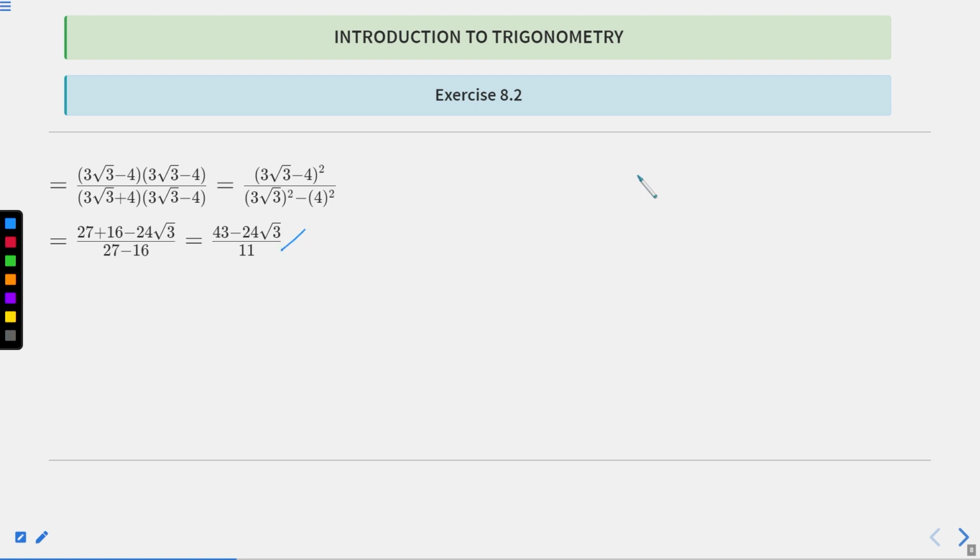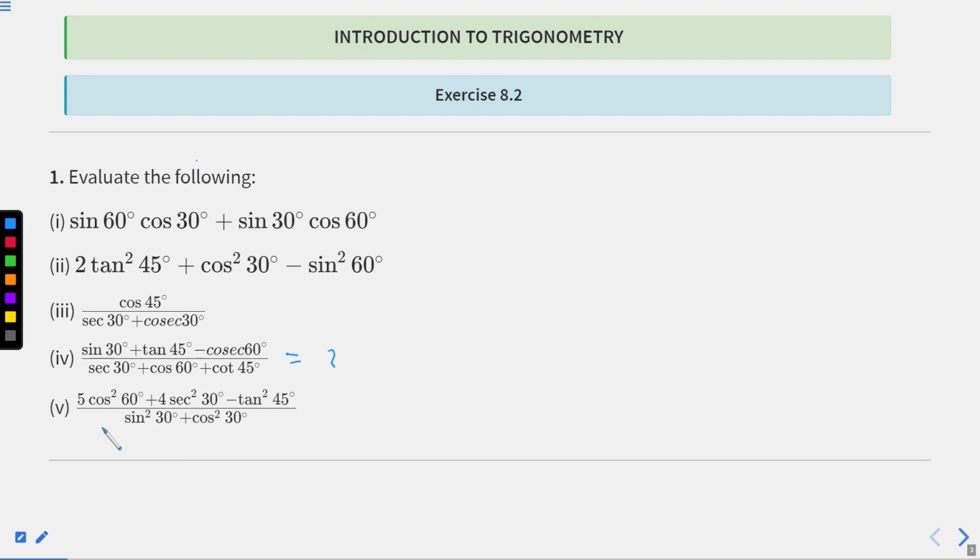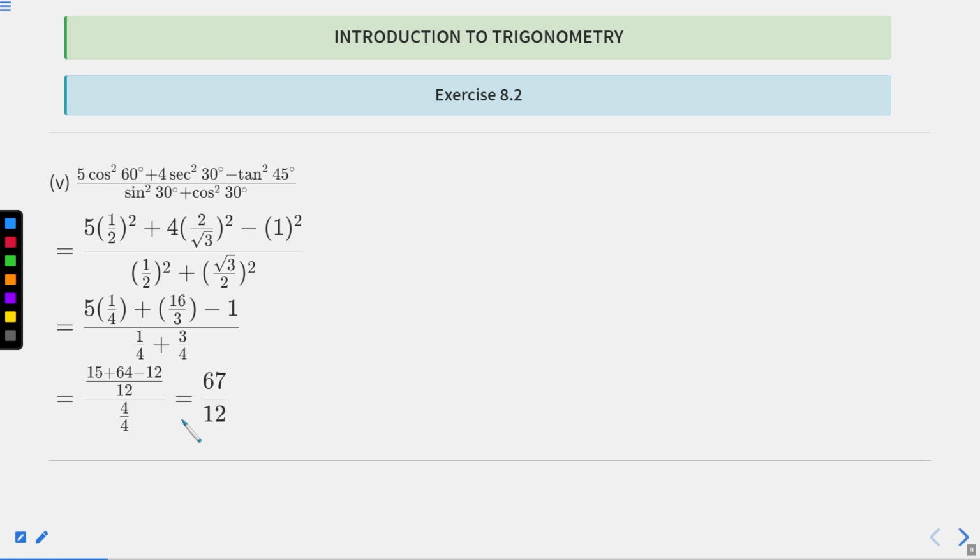Okay, so now let us see question number 5. So in question number 5, here we have 5 times cos square 60 degree plus 4 times sec square 30 degree minus tan square 45 degree divided by sin square 30 degree plus cos square 30 degree. So here we know the value of cos 60 degree, sec 30 degree, tan 45 degree, and sin 30 degree and cos 30 degree. Okay, so if we substitute all these values in this expression and simplify it further, then we will get our final answer. Okay, so let us see how to solve it.